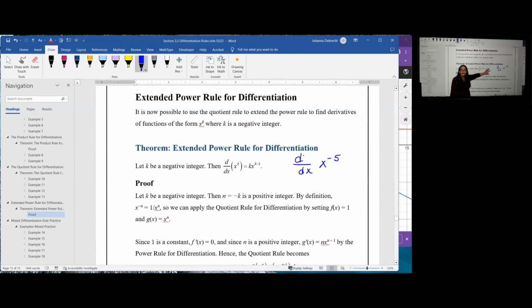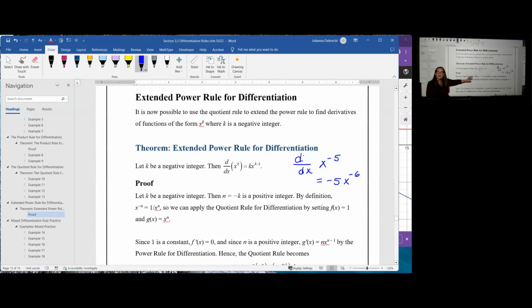That's right. The derivative of x to the -5 will turn out to be -5 pulled to the front as a constant to multiply by and subtract 1 from the power. -5 minus 1 gives me a -6. So the derivative becomes -5 x to the -6. Let's prove the rule now.